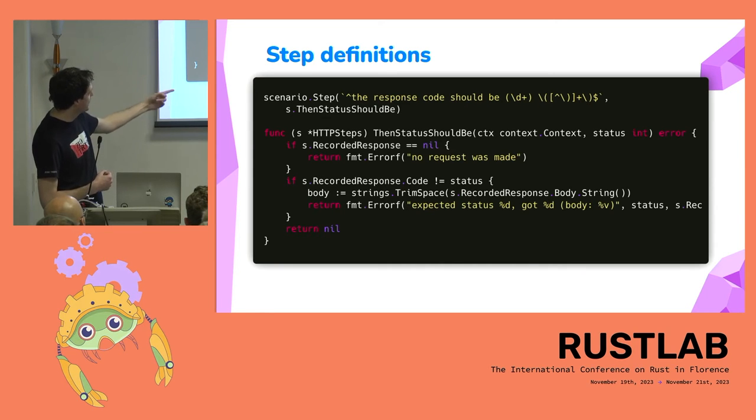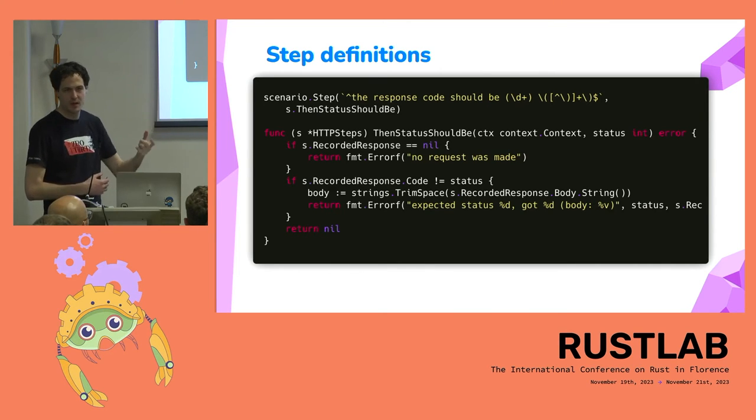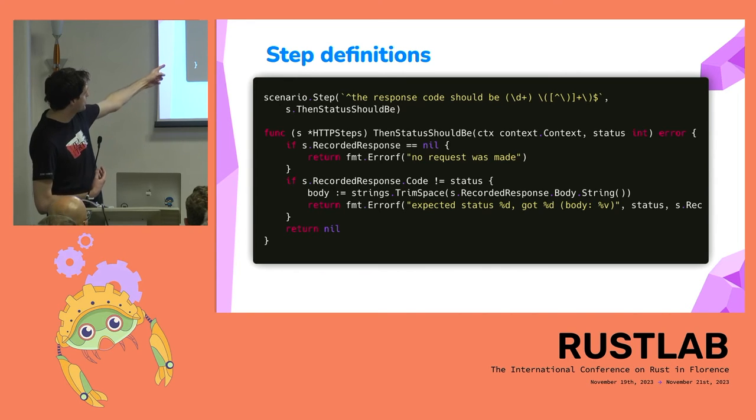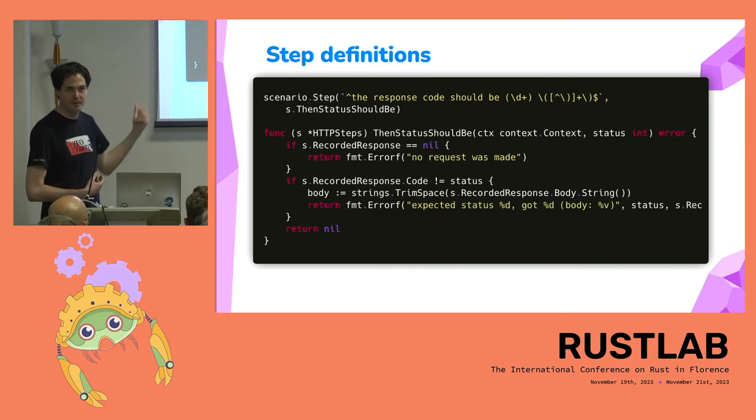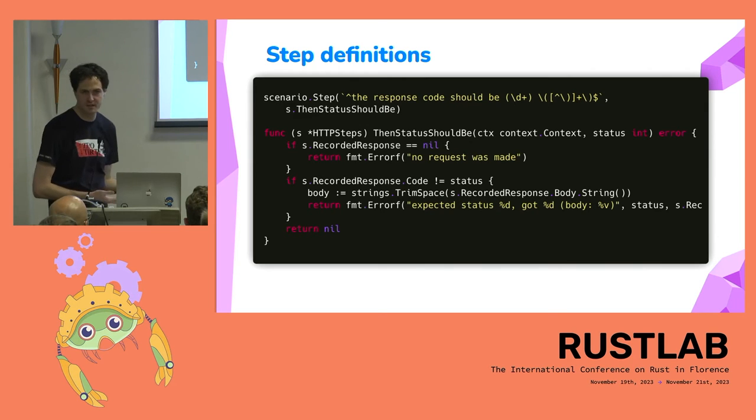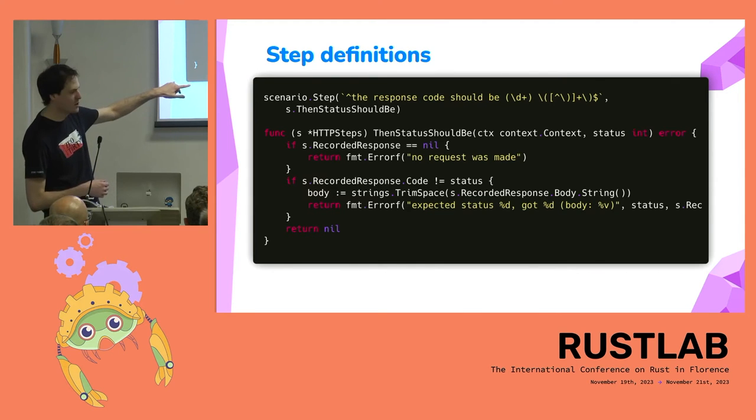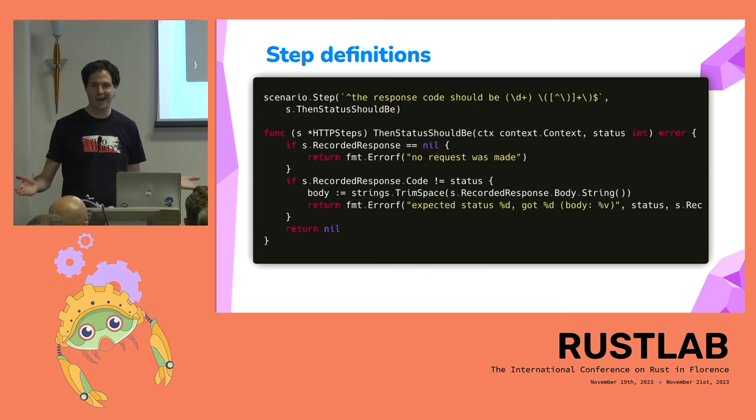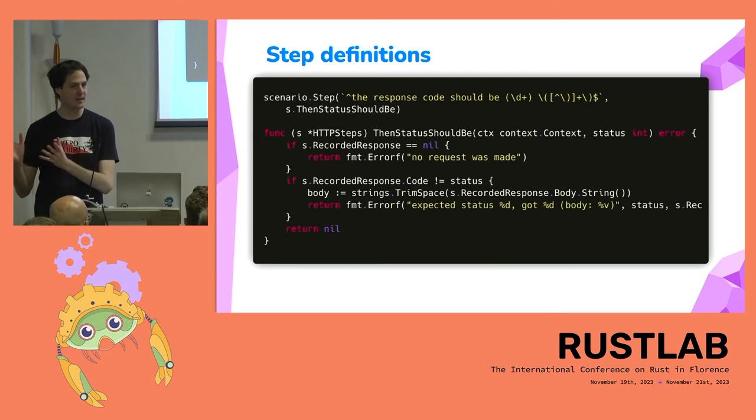And it calls this function, which on the struct has a recorded response, because you've done a step definition that did the request earlier. If not, that's just a programming mistake, and I give an error. And then I compare the recorded response code with the status code you put in the step definition. And if it's not the same, I return an error. And in this case, I also read the body, because it's nice. I get a 400, okay, why? I expected an okay, and I get the body with the error code in there as well, just to help myself.